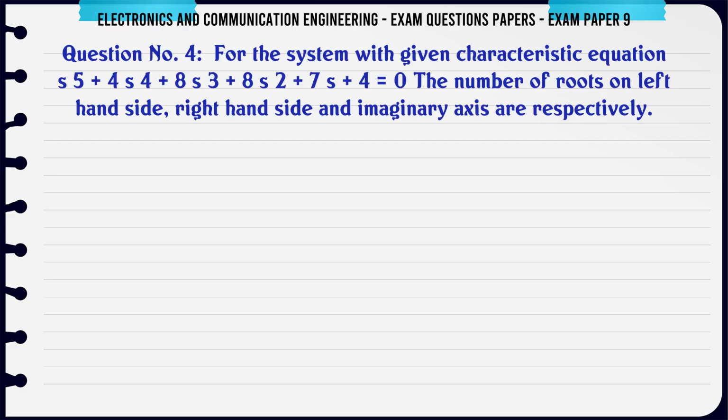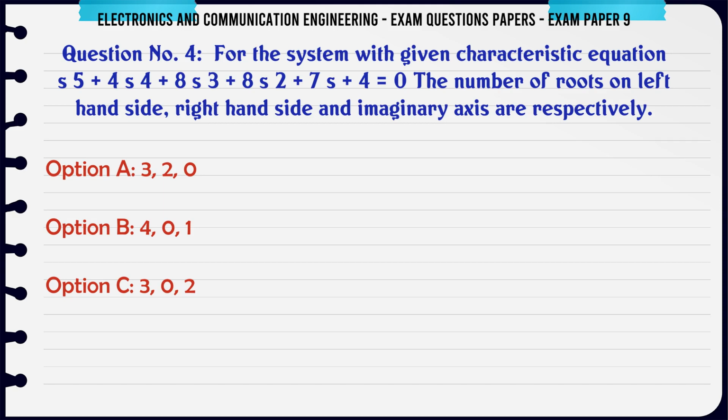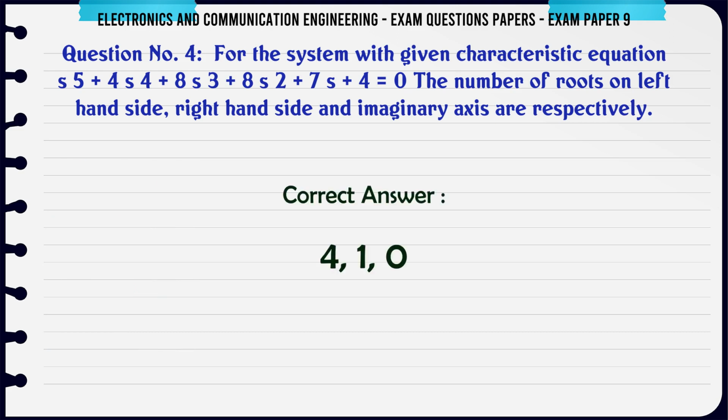For the system with given characteristic equation S^5 + 4 S^4 + 8 S^3 + 8 S^2 + 7 S + 4 = 0, the number of roots on the left-hand side, right-hand side, and imaginary axis are respectively A) 3 2 0, B) 4 0 1, C) 3 0 2, D) 4 1 0. The correct answer is 4 1 0.